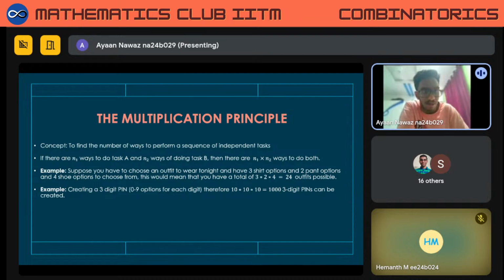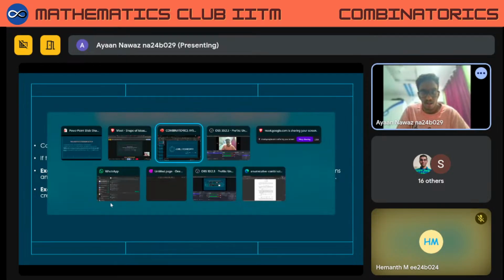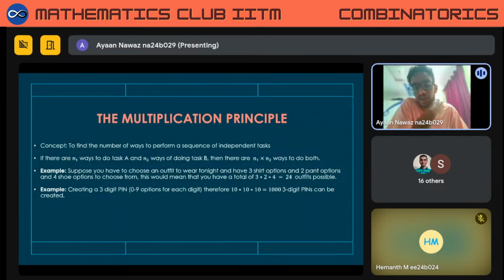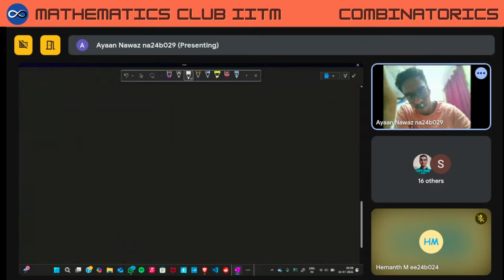I'll give you an example. If there are n1 ways to do task A and n2 ways of doing task B, then there are n1 times n2 ways to do both. What that means is, let's look at the example. Suppose you have to choose an outfit to wear tonight and have 3 shirt options, 2 pant options, and 4 shoe options to choose from.